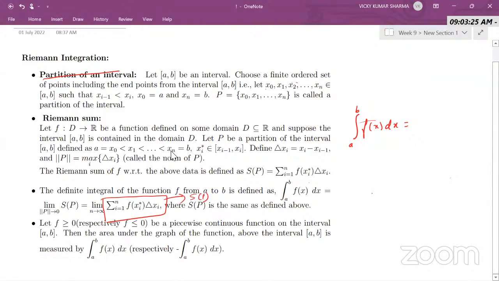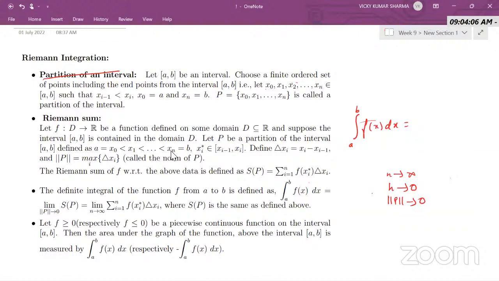Now you see in the Riemann sum, when I say this n, from 1 to n, I'll be explaining over here. When this n tends to infinity, what happens to your interval? What was our interval, h, right? Maybe I can just write it down. n tends to infinity, what happens to your h? It tends to 0. Then if this h tends to 0, what does your norm P tend to? 0.